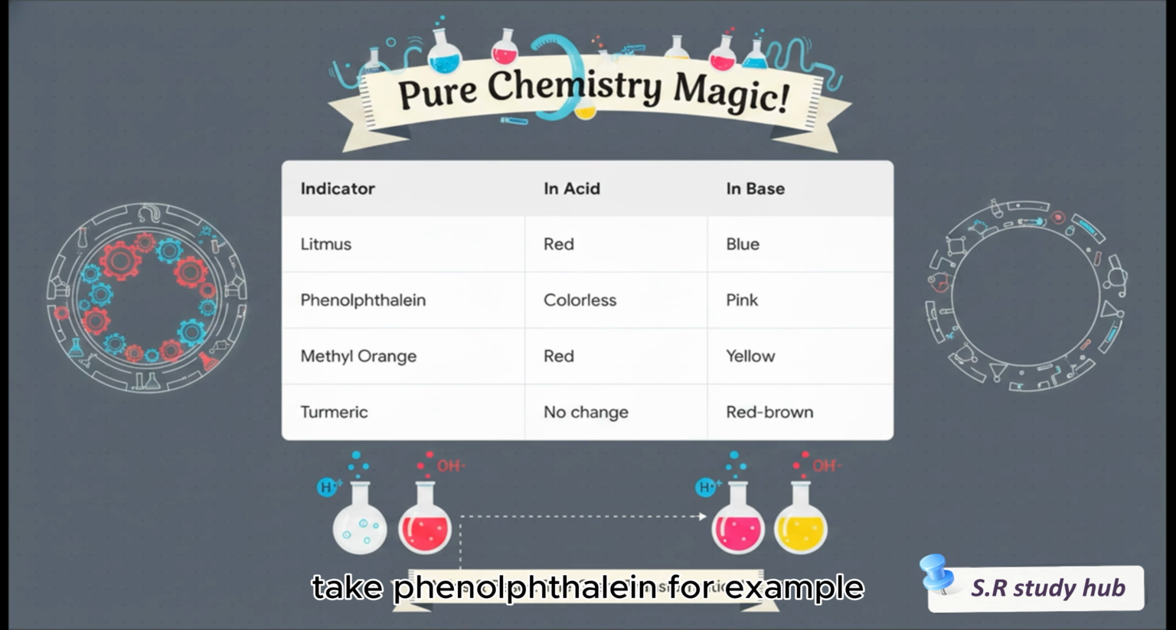Take phenolphthalein, for example. It stays totally colorless in an acid, but man, it bursts into a vibrant pink in a base. Or methyl orange. It shifts from red in acid to yellow in a base. It feels like magic, but it's just pure awesome chemistry.